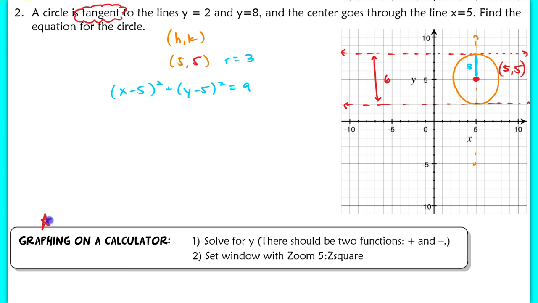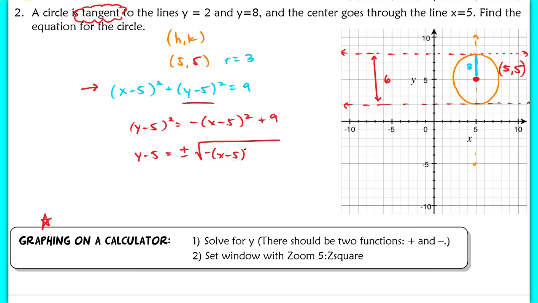Now at the bottom here, I do have a note that talks about how to graph this type of equation on your calculator. And one of the things that you can do here is solve for y in order to get two different functions. So I'm going to solve for y real quick. I would first subtract that x minus 5 squared to the other side. Now I'm going to solve for y by square rooting both sides. So I have y minus 5 is equal to positive or negative square root of negative x minus 5 squared plus 9. Then I'm going to add 5 to the other side. So I have 5 plus or minus square root of negative x minus 5 squared plus 9.